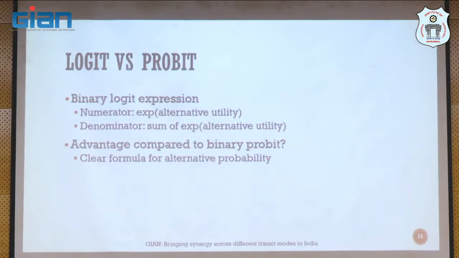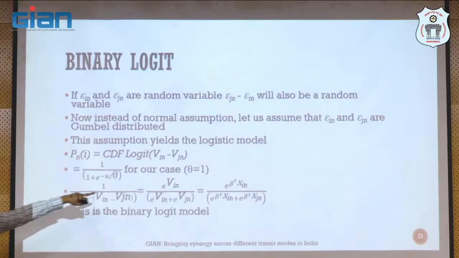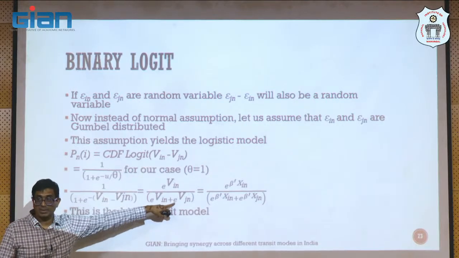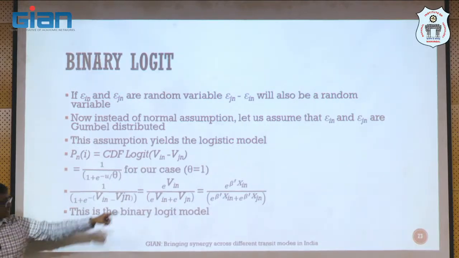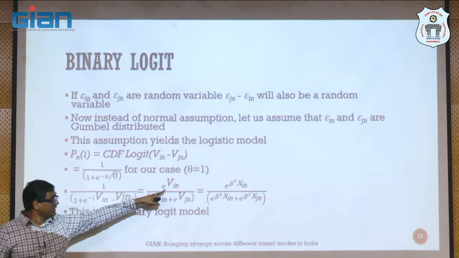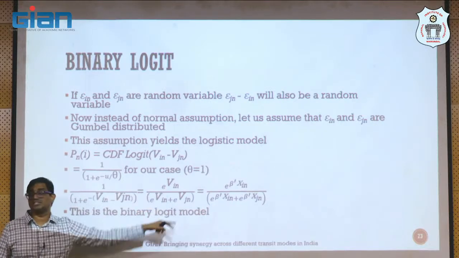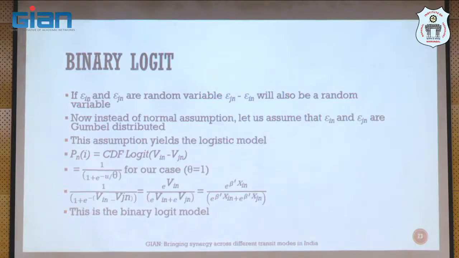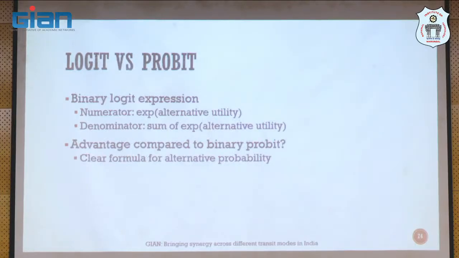So for binary logit, the formula is very intuitive. It is the exponential of the alternative's utility in the numerator. The denominator is the exponential of all alternatives. So you have one alternative here, and both alternatives come in the denominator. This is for i. If I want it for j, it is simply e power Vj over the same denominator. The denominator does not change across alternatives.